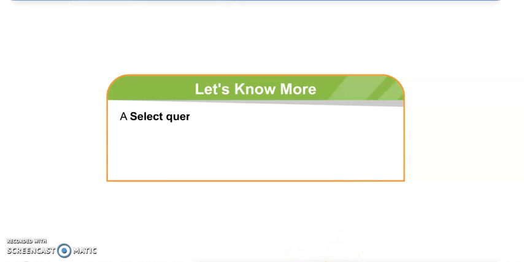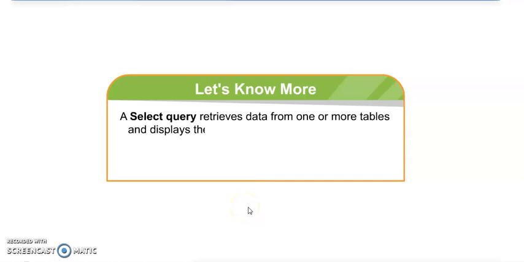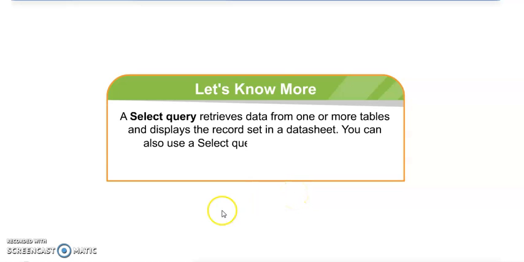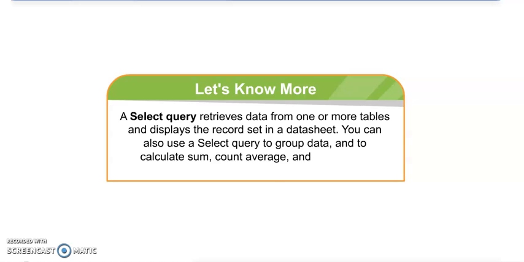We can make another table for the selected fields and records that we want to see. A select query retrieves data from one or more tables and displays the record set in the datasheet. You can also use a select query to group data and to calculate sum, count, average, and other types of totals.